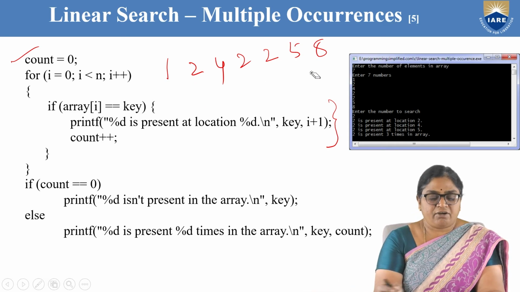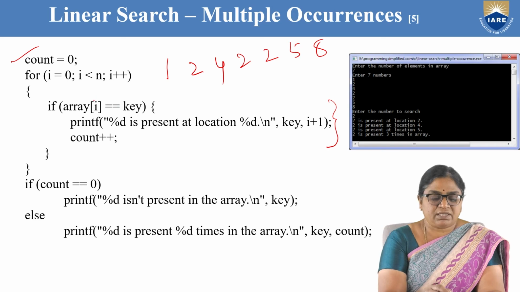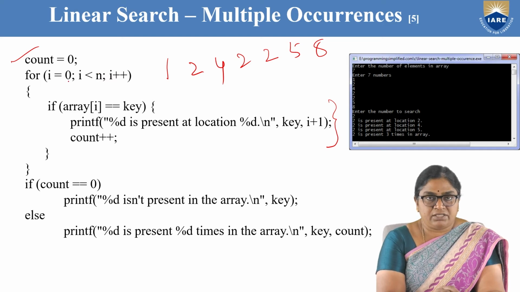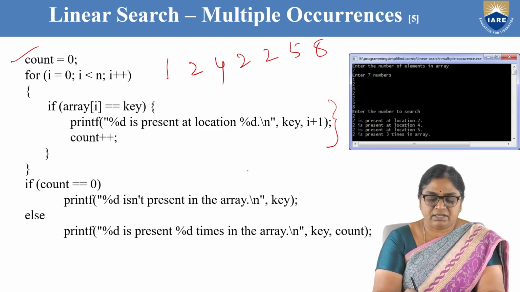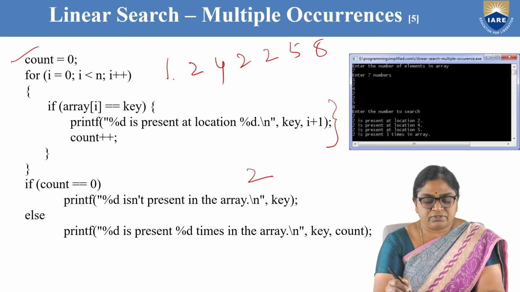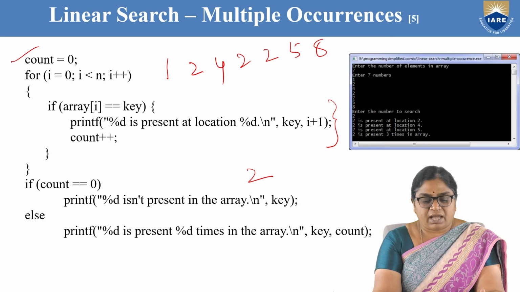If array of I is equal to key, what is I? That is nothing but the current position, which always starts from 0. In this loop I is 0 initially, so is array of 0 equal to the key element? What is our key? 2. Is array of 0 equal to the key element? No. Then it will go to the second iteration, I will become 1. So when I is 1, is array of 1 equal to the key element?